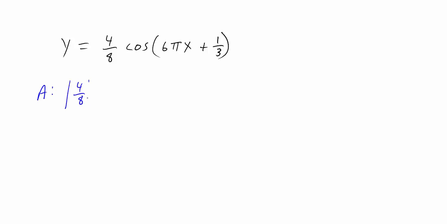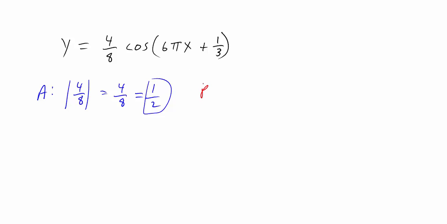And if we had something like y equals 4/8 cosine of 6 pi x plus 1/3, if we want to know the amplitude, the absolute value of 4/8 would be 4/8. Now, of course, we could simplify that to lowest terms. 4 into 4 is 1, 4 into 8 is 2, so we would end up with an amplitude of 1/2.